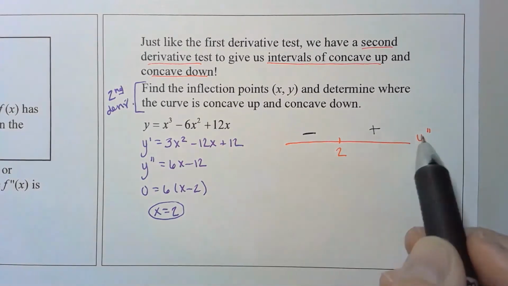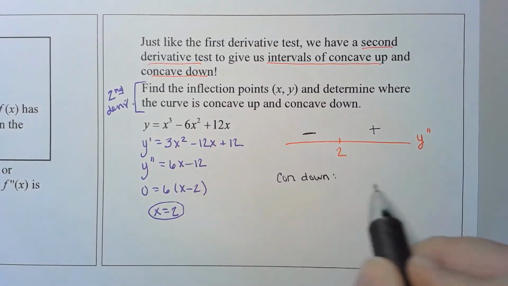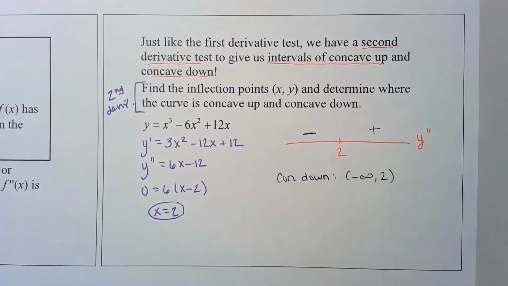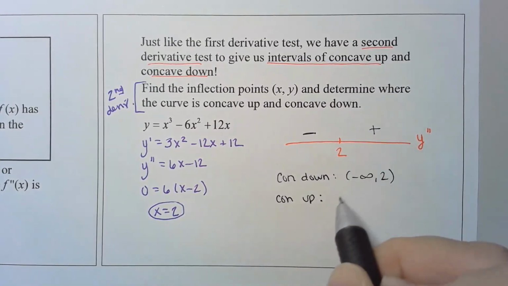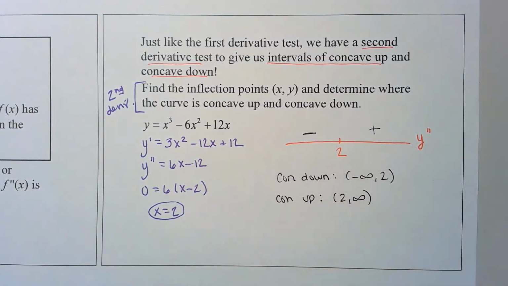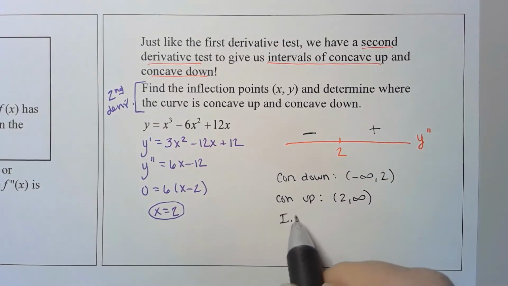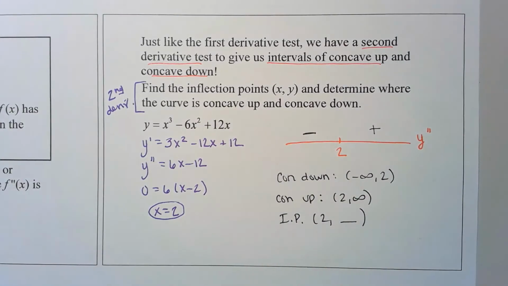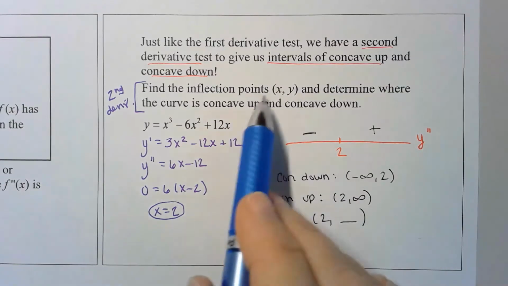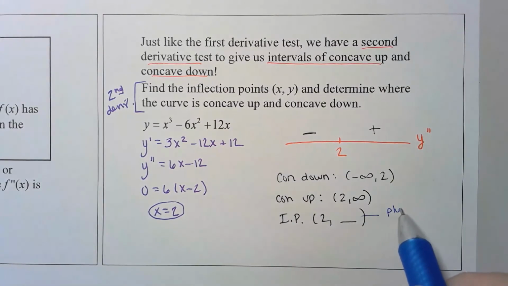Okay, which means my graph will be concave down from negative infinity to 2. My graph will be concave up from 2 to infinity. See how I changed concavity there? Which means I have an inflection point when x equals 2. Just like a max or a min, an inflection point is a point on the graph. That's why they want us to find the y-coordinate as well. How do we find y-coordinates?